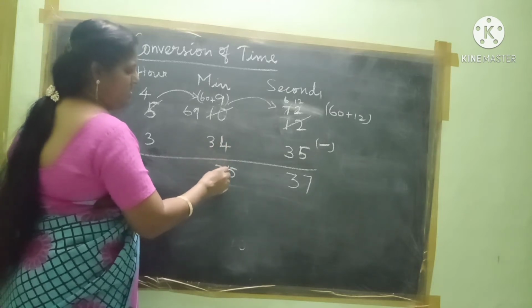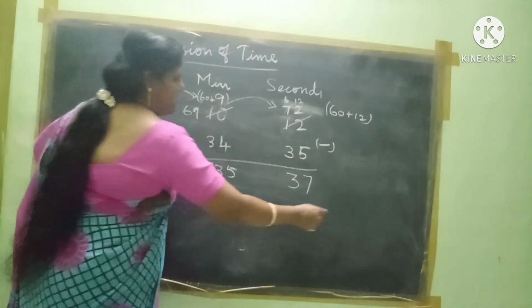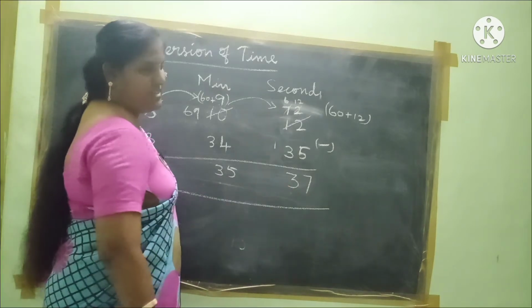6 minus 3, 3. So 4 minus 3, 1. So what was the time now? 1 hour, 35 minutes, 37 seconds.